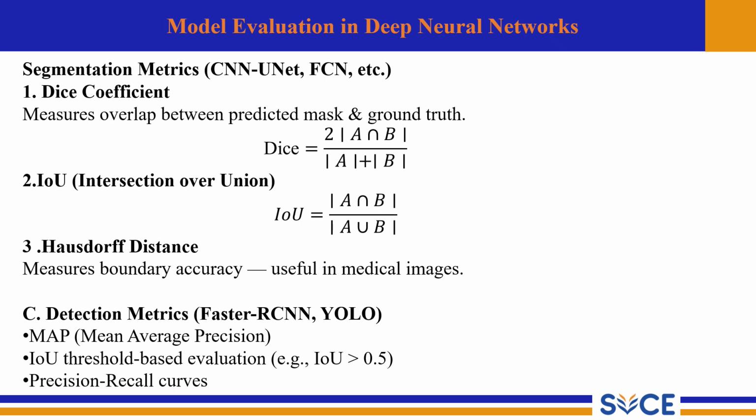Next one is detection metrics. It is for Faster R-CNN, YOLO, SSD. So mAP, which means the mean average precision, measures overall detection performance across all classes. IoU threshold based evaluation. Example, IoU greater than 0.5 means the prediction overlaps the ground truth by at least 50%. Then precision recall curves, which show the trade-off between precision and recall at different confidence thresholds.